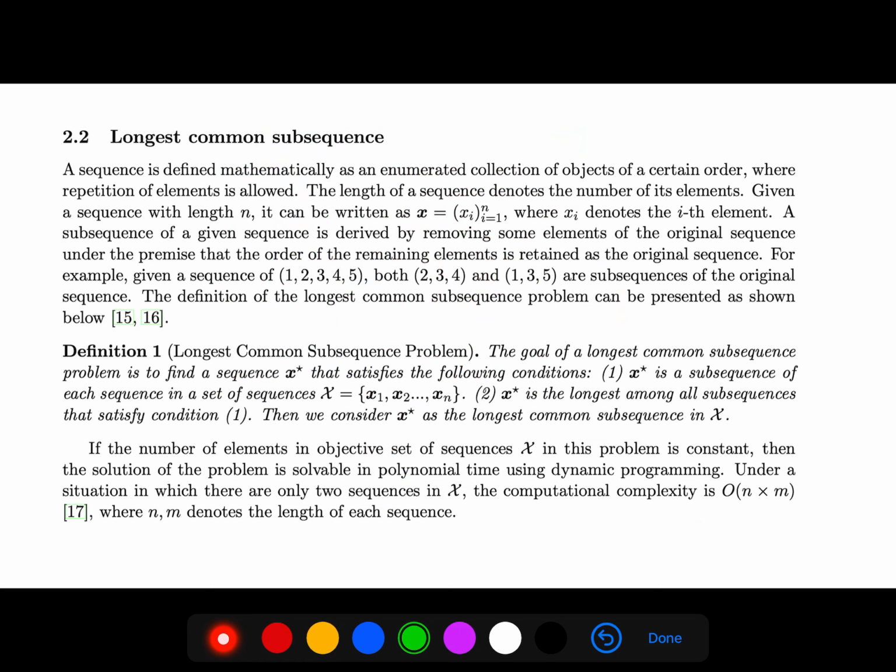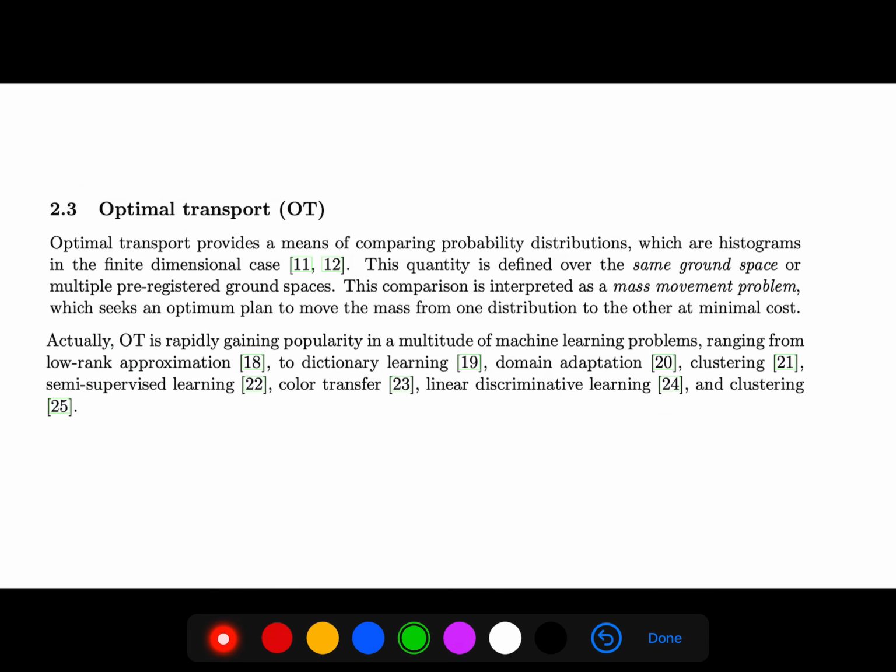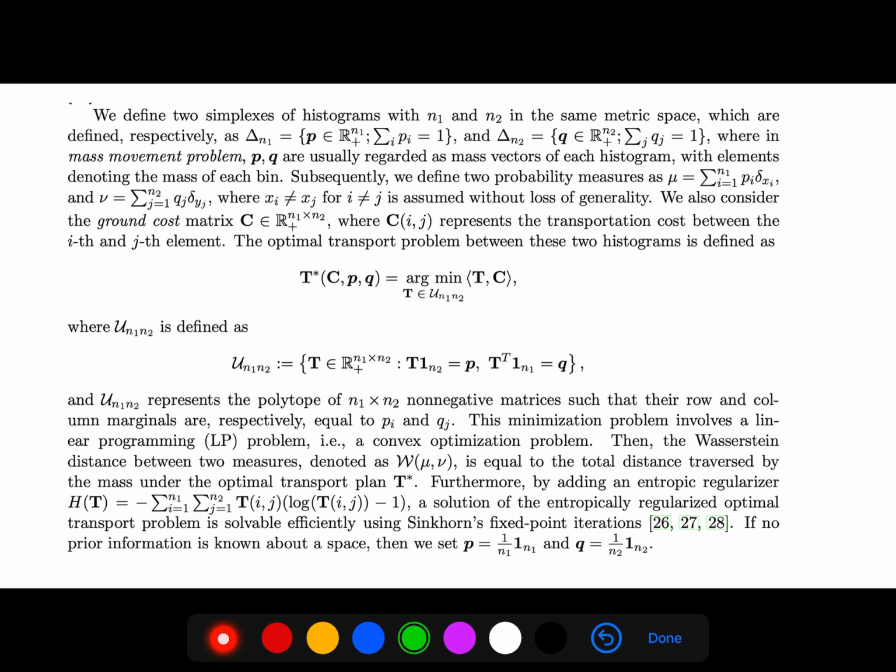So the goal of the longest common subsequence problem is to find a sequence that satisfies these conditions. First, X star is a subsequence of each sequence in a set of sequences and is the longest among all such subsequences. So the optimal transport between two histograms is just the argmin over T of the inner product with C, where C of ij is the transportation cost between the i-th and the j-th elements.